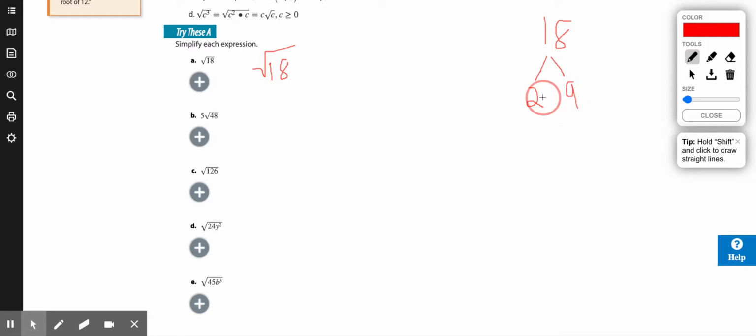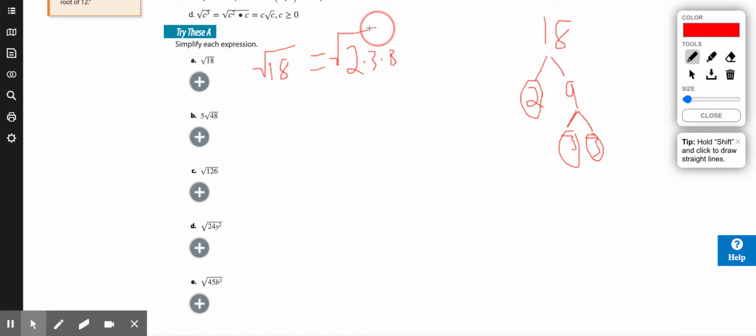Okay, 2 is a prime number, so we can't go any lower than that. But 9 is not. That's a composite number. We can break that down to 3 times 3. Both of those are prime numbers, so we've broken down 18 as far as it's going to go. The square root of 18 is going to be the same thing as the square root of 2 times 3 times 3.